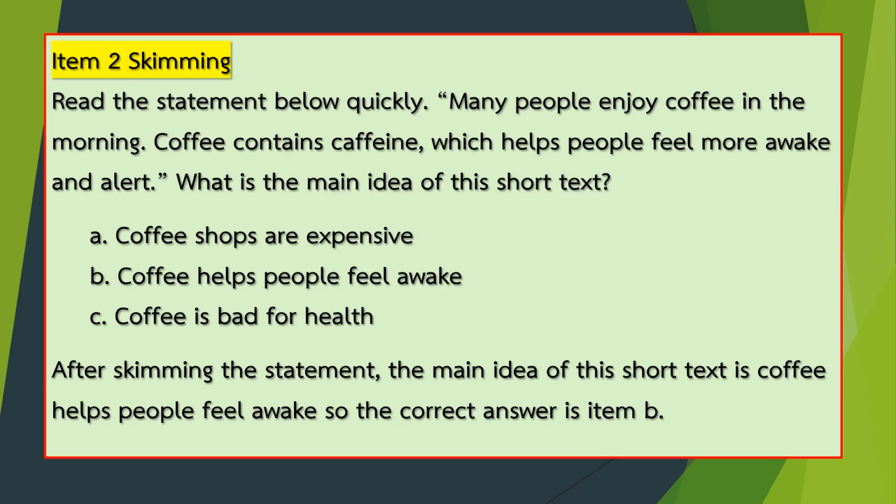Item 2. Skimming. Read the statement below quickly. Many people enjoy coffee in the morning. Coffee contains caffeine, which helps people feel more awake and alert. What is the main idea of this short text? A. Coffee shops are expensive. B. Coffee helps people feel awake. C. Coffee is bad for health. After skimming the statement, the main idea of this short text is coffee helps people feel awake, so the correct answer is item B.